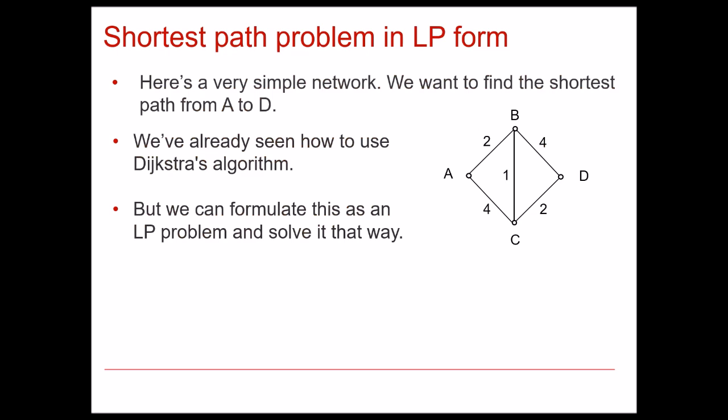So this is the first problem we're going to look at. We've got a very simple example here, a very simple network, and suppose we're trying to find the shortest path from A to D. Now, we already know about Dijkstra's algorithm. We could do it that way, but what we're going to see in this video is how we can cast this as a linear programming problem and solve it that way instead.